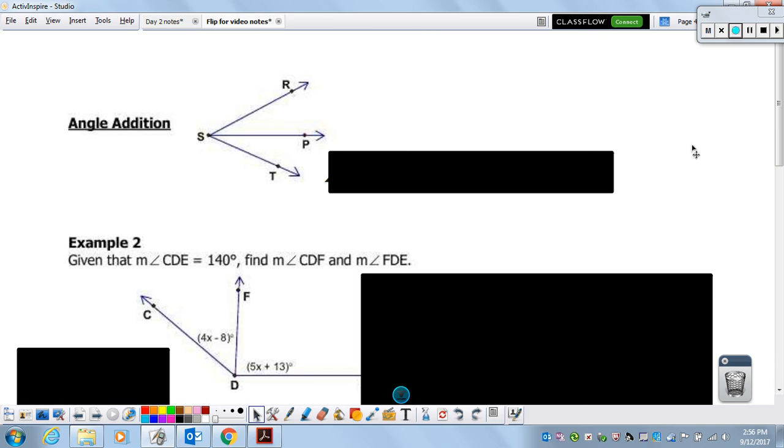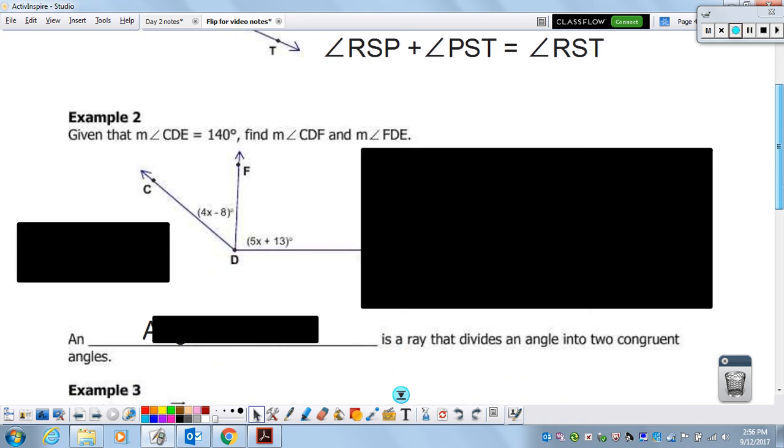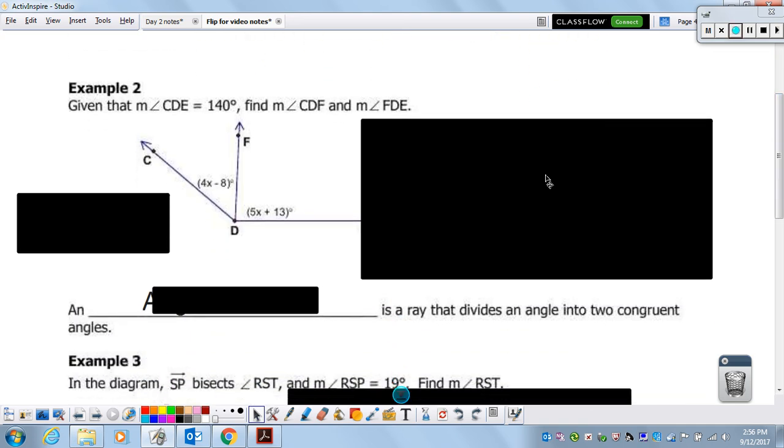So last time we had the segment addition postulate. We have the angle addition postulate, which is really no different. It just tells us if we have an angle, like this angle RST, and we divide it into two smaller angles by putting another ray inside, the sum of the measures of the two smaller angles will equal the measure of the bigger angle. Or the measure of angle RSP plus the measure of angle PST will equal the measure of angle RST. So let's get an example and see what that might look like. Example number 2.